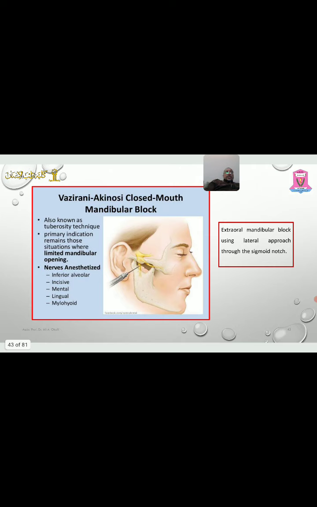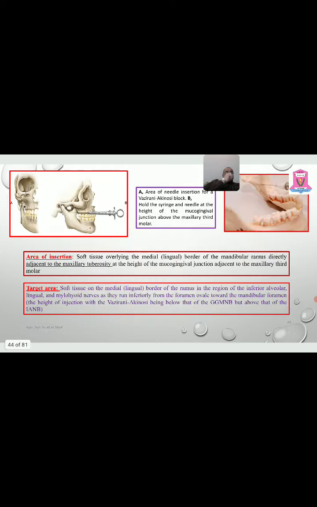Sometimes it is called the tuberosity technique, and sometimes an extra oral approach through the sigmoid notch can be used. The area of insertion is the soft tissue overlying the medial border of the mandibular ramus directly adjacent to the maxillary tuberosity, at the height of the mucogingival junction adjacent to the maxillary third molar.